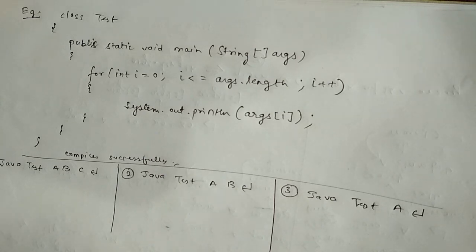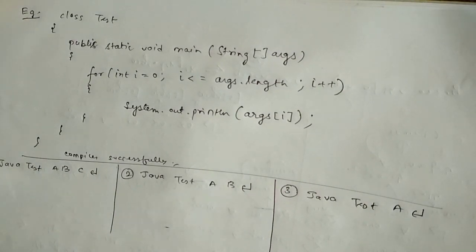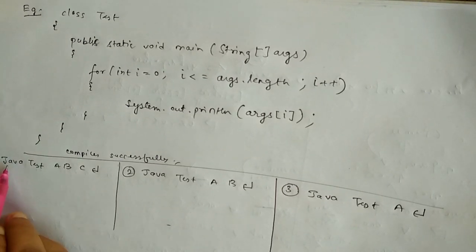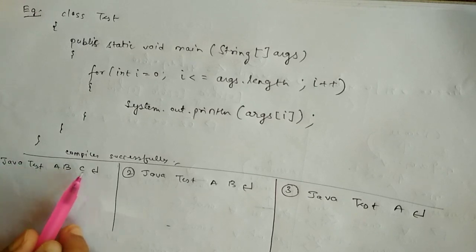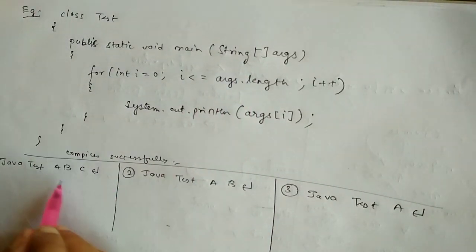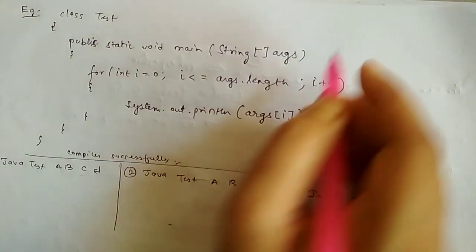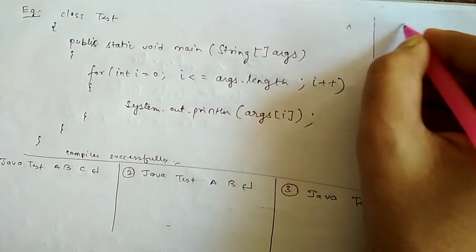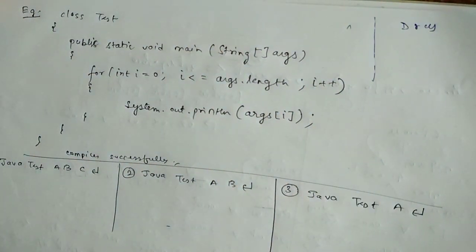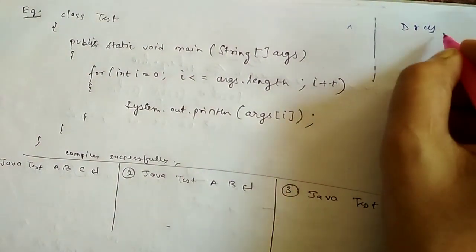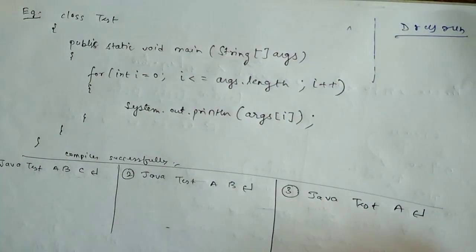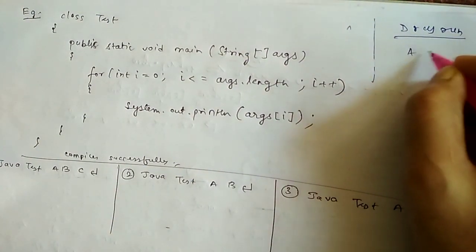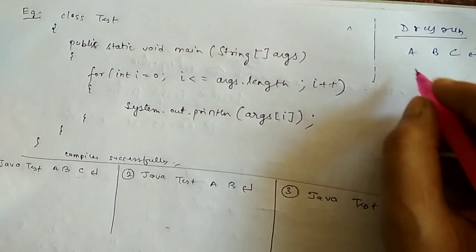Just pause the video for 1 or 2 minutes and then take the output, and then we will proceed. Okay, so now let's discuss. So here, what is this? Java test ABC. So this ABC goes to the args. So here it's a dry run. When we give the input as ABC, it goes to the args.